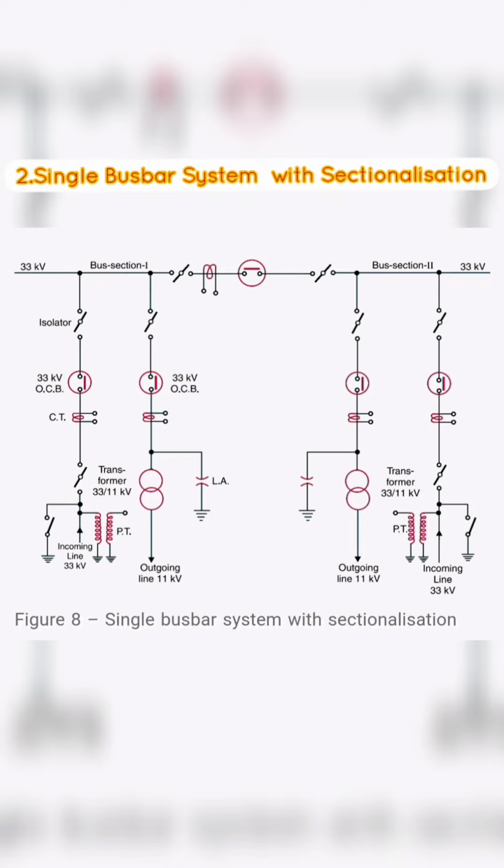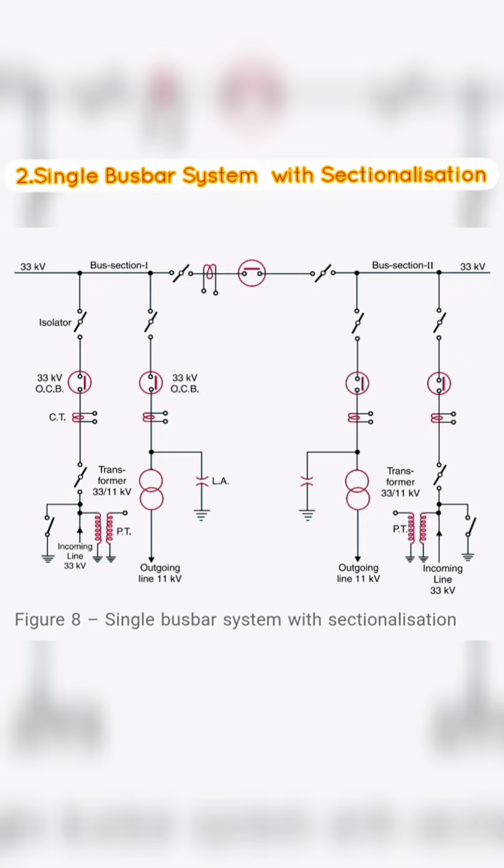Note: firstly, if a fault occurs on any section of the bus, that section can be isolated without affecting the supply from other sections. Secondly, repairs and maintenance of any section of the busbar can be carried out by de-energizing that section only, eliminating the possibility of complete shutdown. This arrangement is used for voltages up to 33 kV.